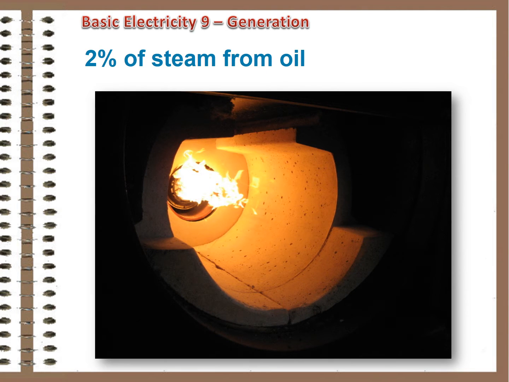Oil can also be used as a heat source in the steam cycle. It's generally a low grade of oil that has to be heated to almost 200 degrees so it can be easily pumped. It's sprayed into the boiler and ignited, where it burns and passes heat on to the water in the boiler walls. Oil currently only makes up about 2% of worldwide generation.